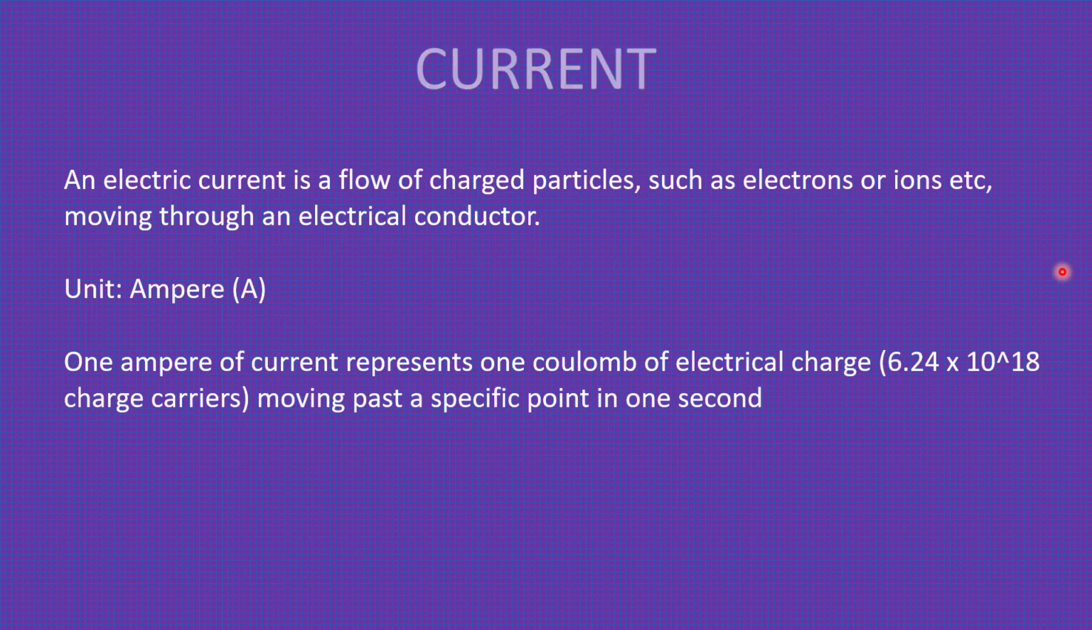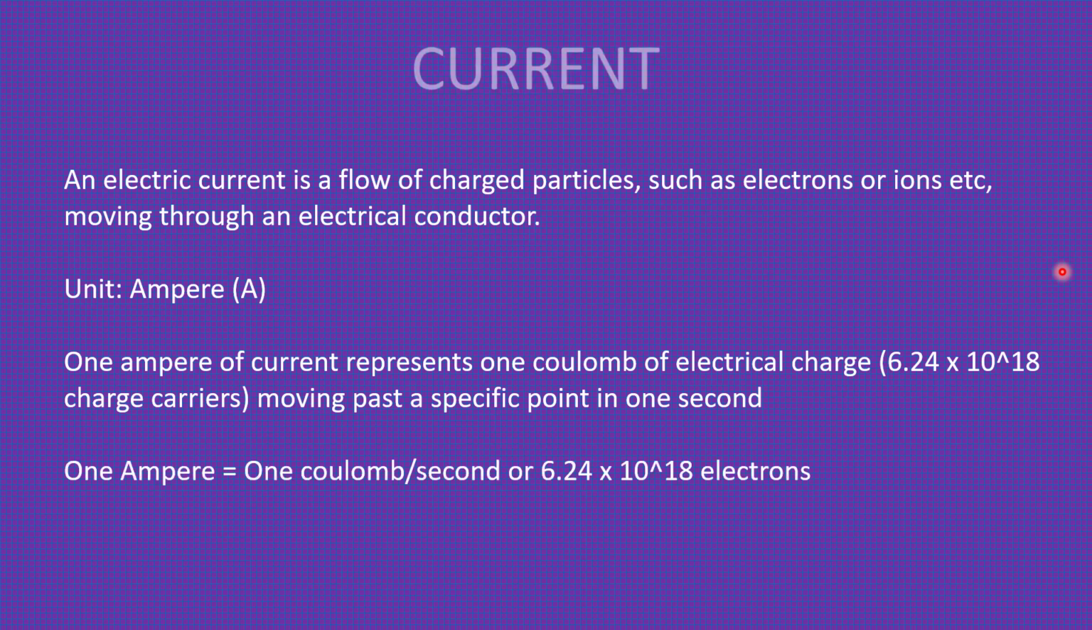What is ampere? If 1 coulomb of charge is passing through a specific point in 1 second, we can say 1 ampere of current is passing through it. 1 ampere equals 1 coulomb per second. What is coulomb? A coulomb is a charge of 6.24 times 10 to the power of 18 electrons. If 6.24 times 10 to the power of 18 electrons pass through a point in 1 second, then 1 ampere of current is passing through it.